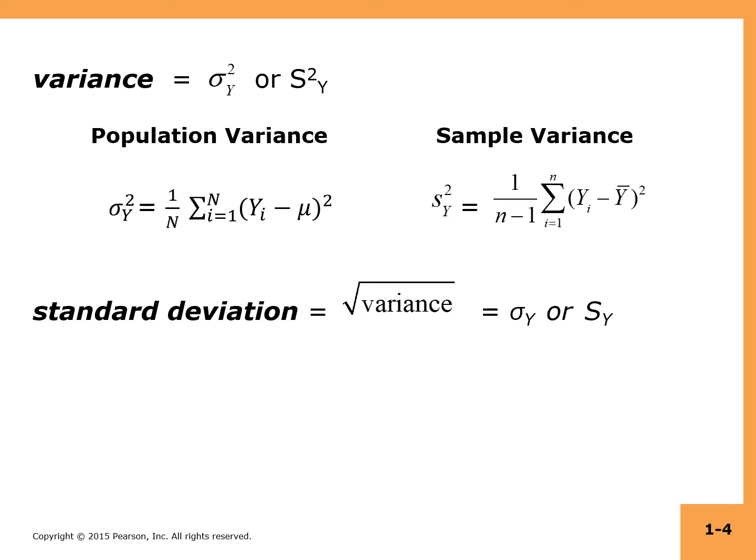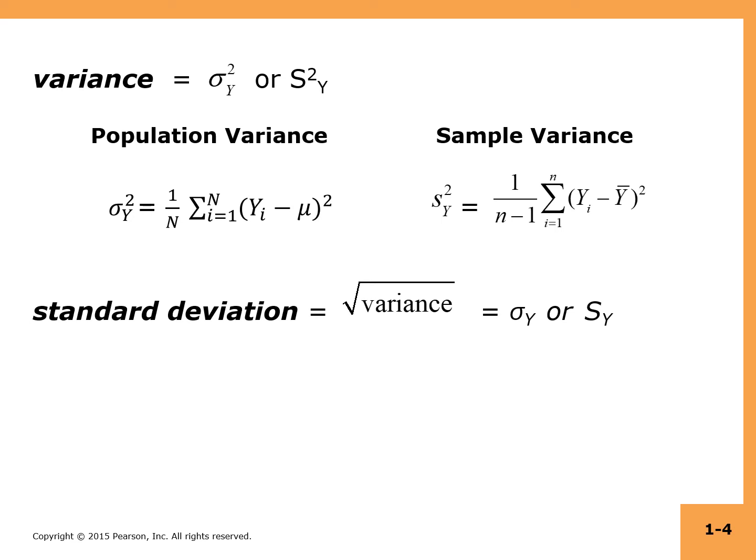In order to calculate the variance, denoted as sigma square y for the population, or S square y when you're calculating variance for the sample, you have these 2 different formulas, which look pretty much the same, except for the population, you divide by n, and for the sample, you divide by n-1.